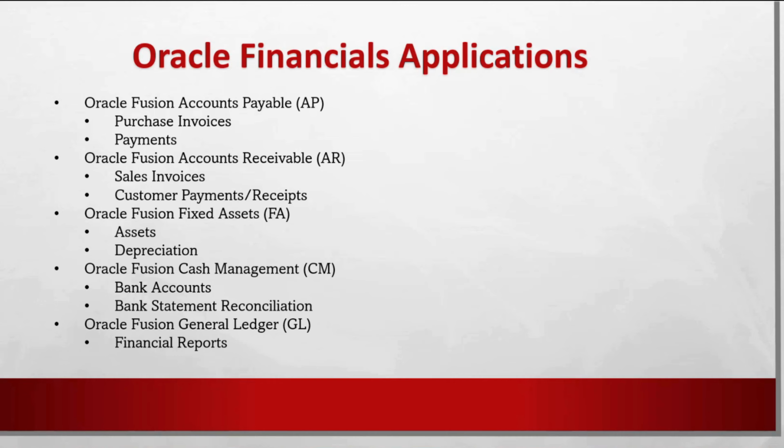Coming to the Oracle Fusion Accounts Receivable application, what is its primary function? It will record the sales invoices, that is, all the customer details like customers and addresses. And whenever the customer makes any payment, those customer payments or receipts information, the billing addresses of the customer, the shipping addresses of the customer, all these things, the accounts receivable application will perform.